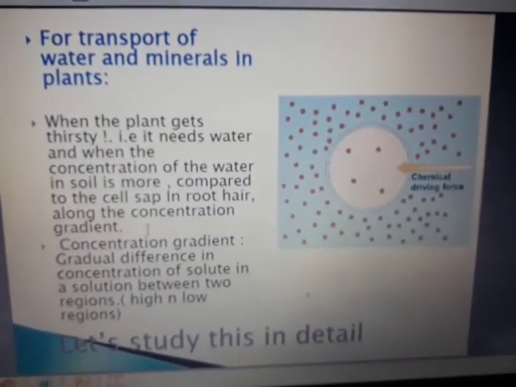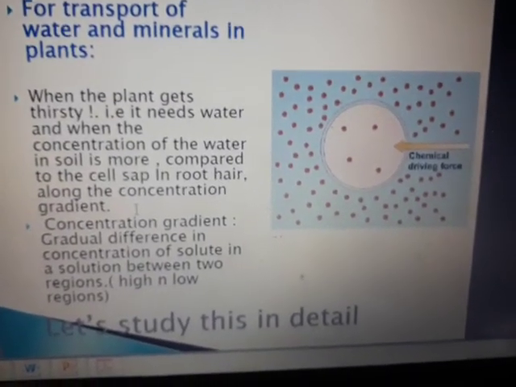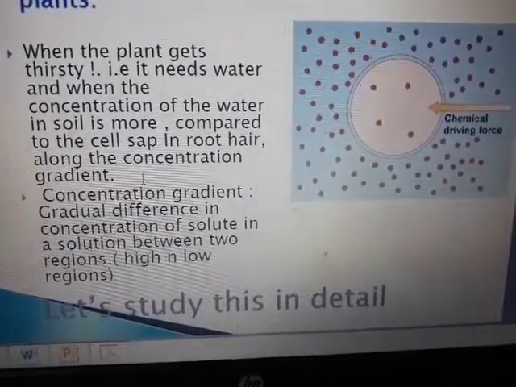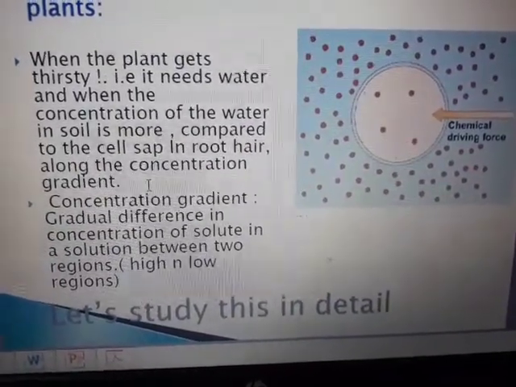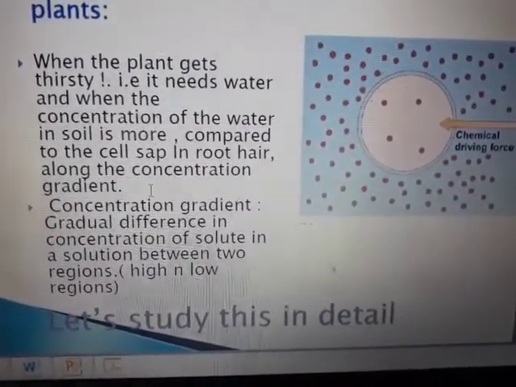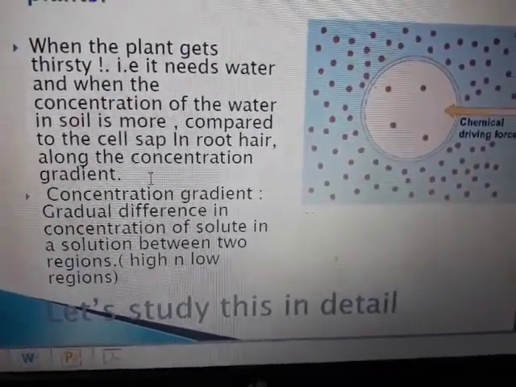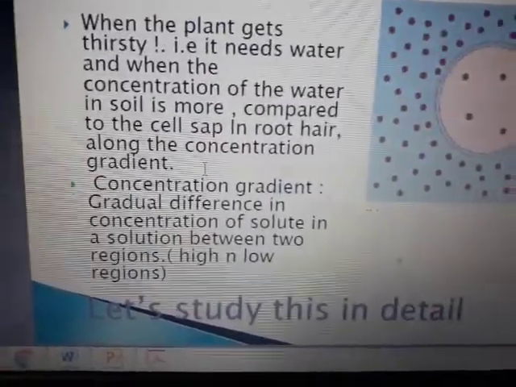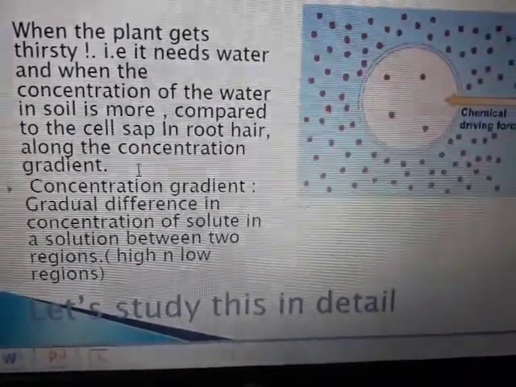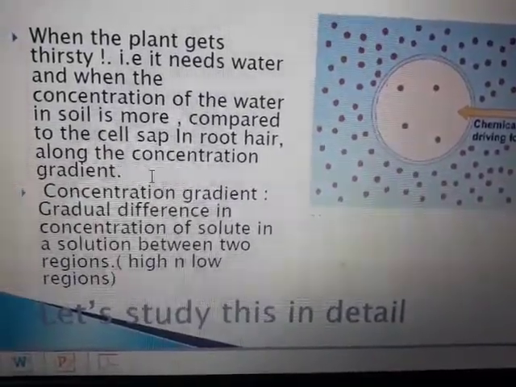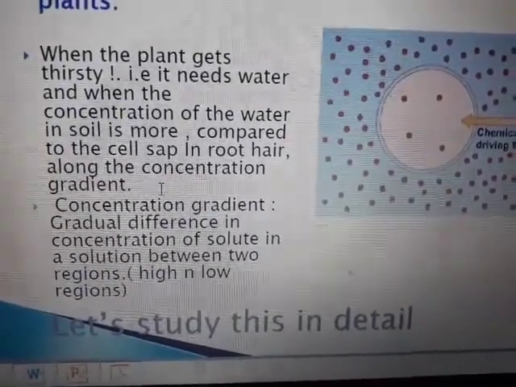Now let us see the transport of water and minerals in the plants. How exactly does this happen? Let us study how diffusion happens in the plants. So when the plants get thirsty, just like we all get, okay, in the summer season we get a little more, it needs water. And when the concentration of the water in soil is more as compared to the cell sap in root hair, okay, along the concentration gradient.